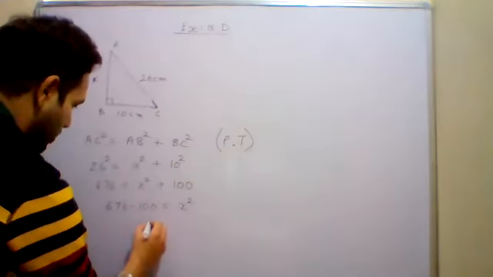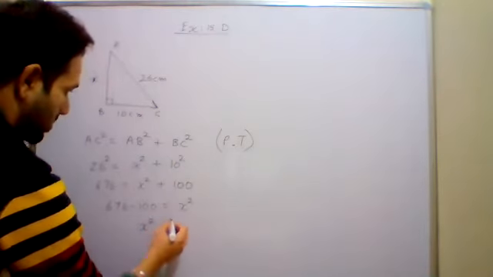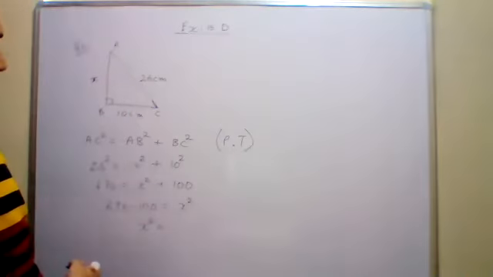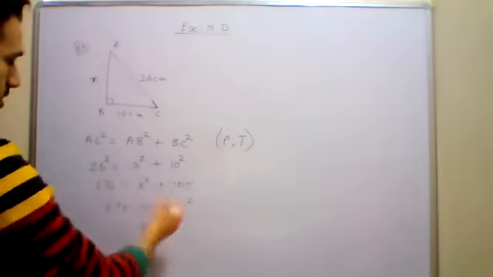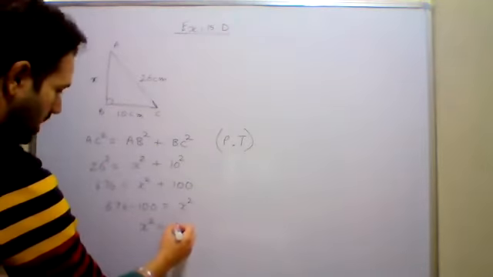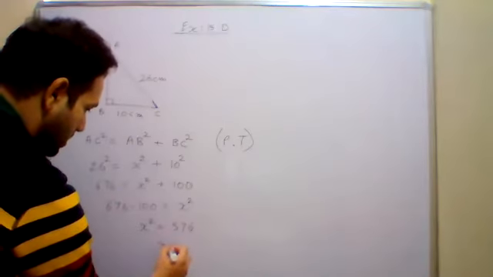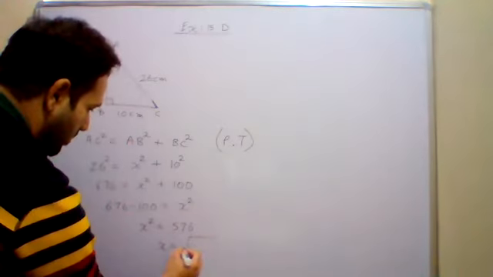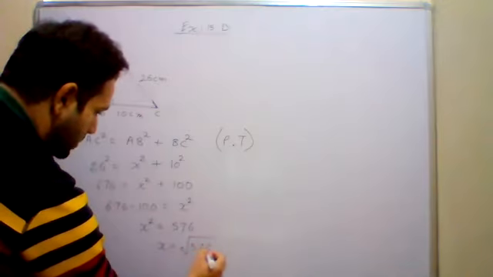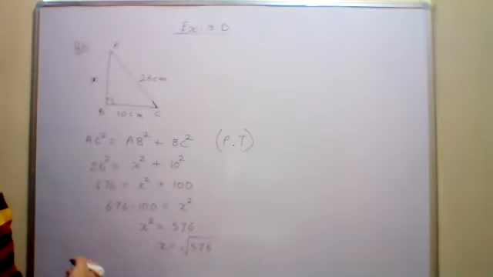That means what is the full Pythagoras theorem? You were absent yesterday, obviously. Pythagoras theorem. x square is equal to 576. That means x is equal to the square root of 576.